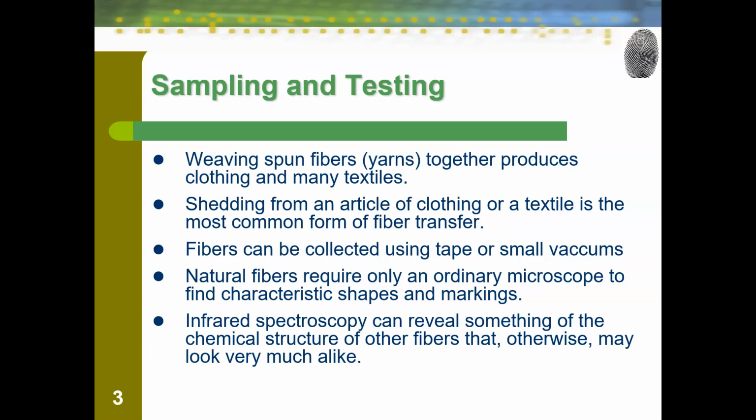Now, in order to make fibers, weaving spun fibers called yarns together produces clothing and many textiles. So it's a big process to go from a fiber all the way up to an article of clothing. Shedding from an article of clothing or textile is the most common form of fiber transfer. We can collect fiber using tape or small vacuums in order to pick up the materials. Natural fibers are only going to require an ordinary microscope to find the characteristic shapes and markings. Infrared spectroscopy can reveal something about the chemical structure of other fibers that may otherwise look very much alike.